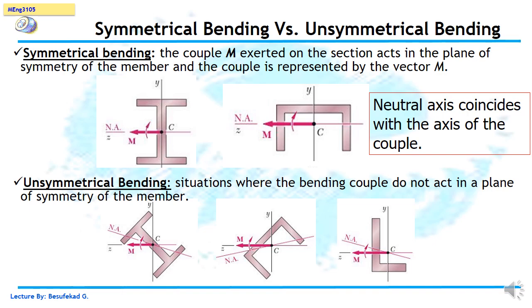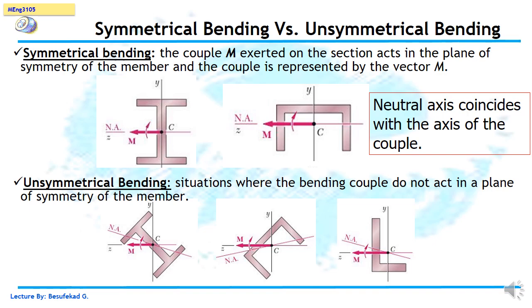For example, the first figure here, you can see that there is an I section, right? This is an I-section beam. This I-section beam has two planes of symmetry. Look at them. One, the XY plane, is a plane of symmetry. Another, the XZ plane, is also a plane of symmetry. But for this case, the couple is acting on what? On the XY plane.